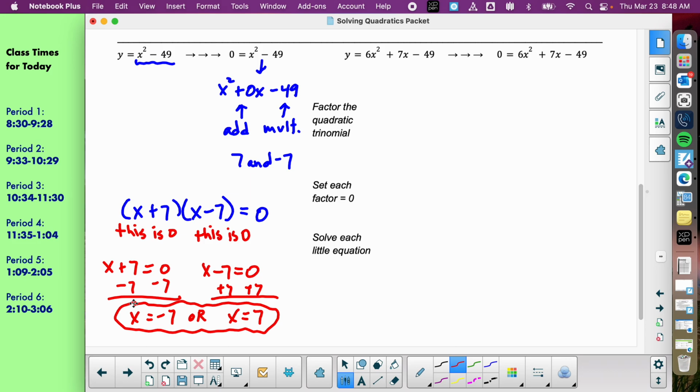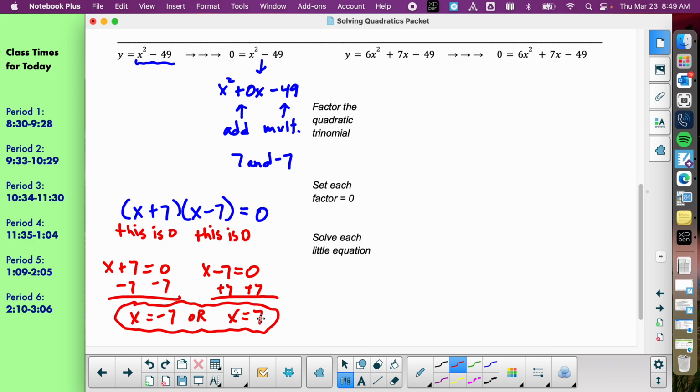Do you remember yesterday we used the word solution when we were graphing and you were trying to find where it crossed the line? So both of these numbers are solutions.